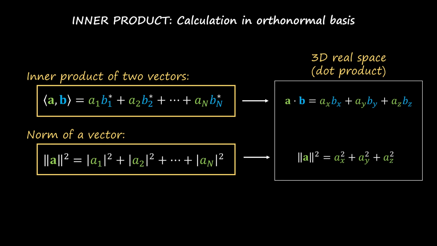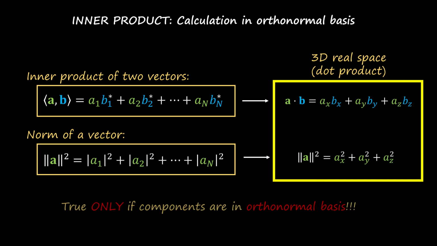But be very careful. We regularly think of the dot product and the norm of a vector directly as if they were defined by these equations. But this way of calculating them is only true if we are using an orthonormal basis.